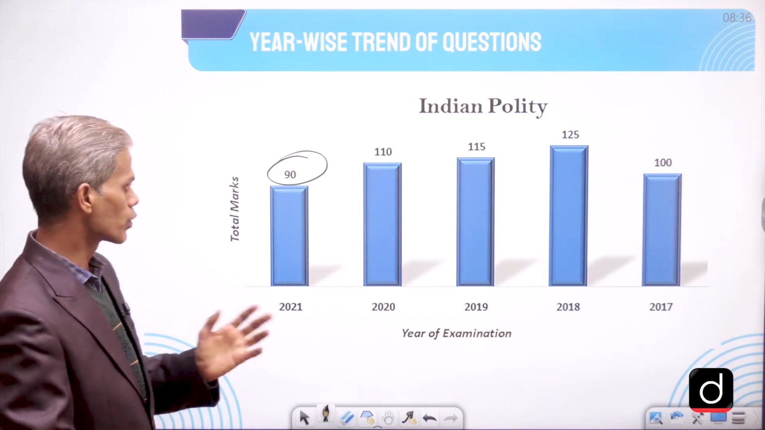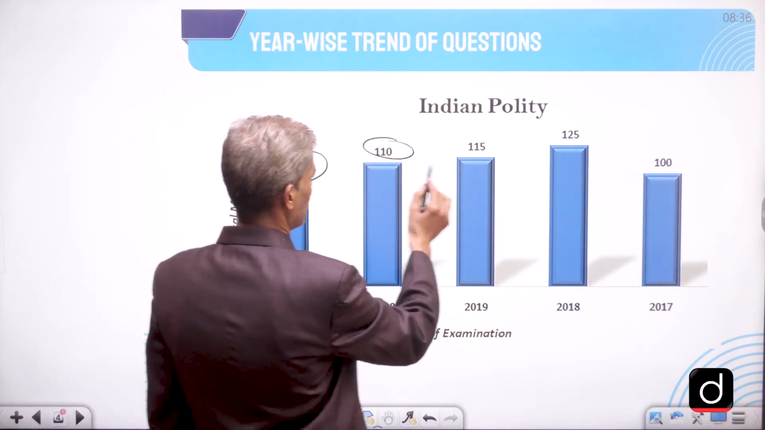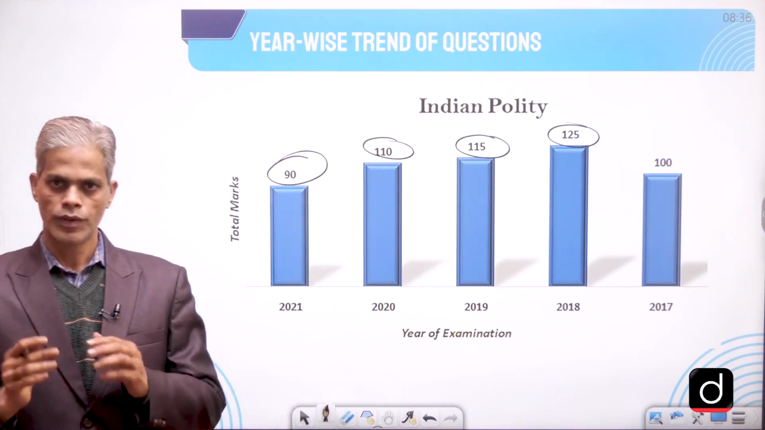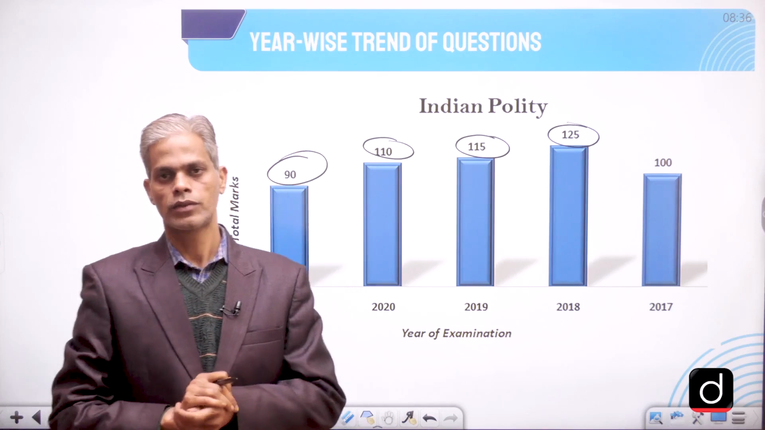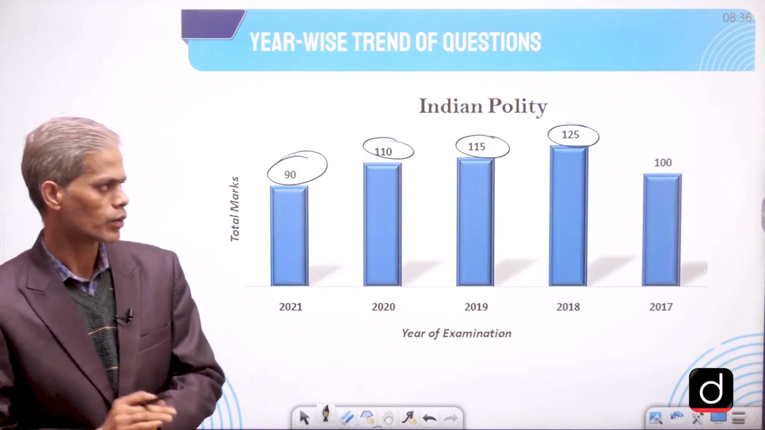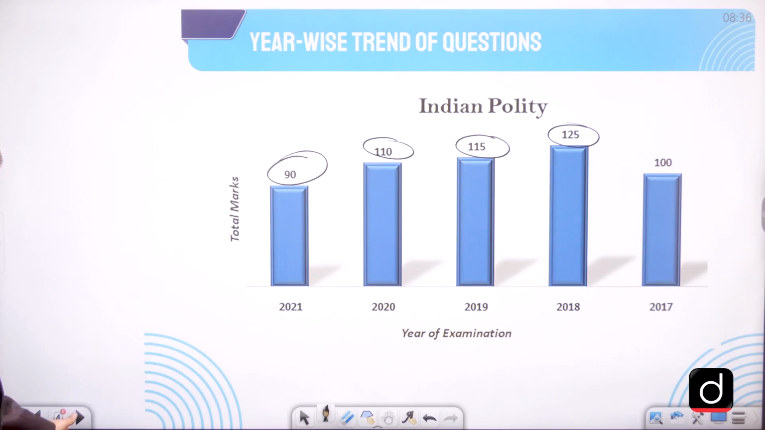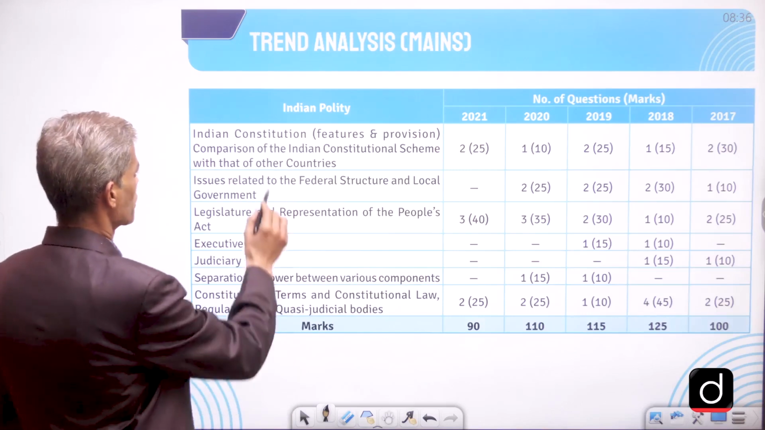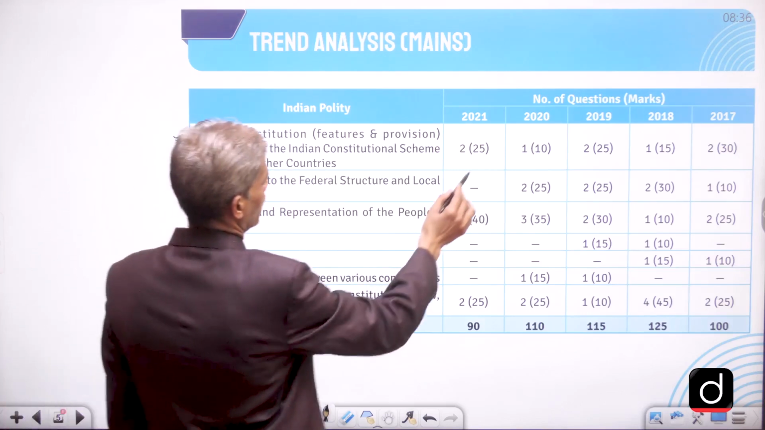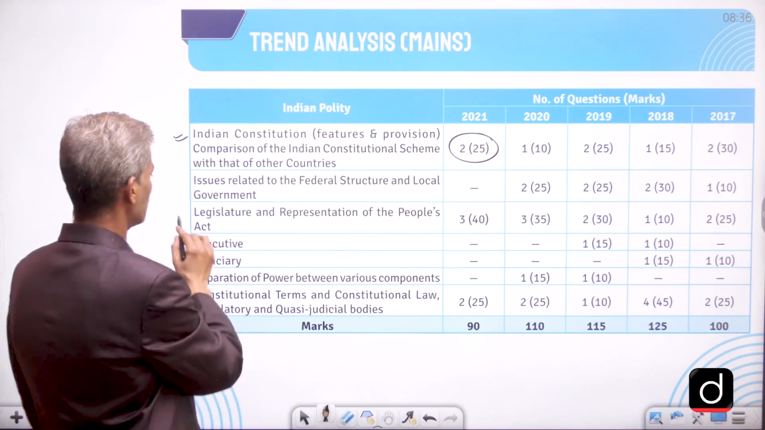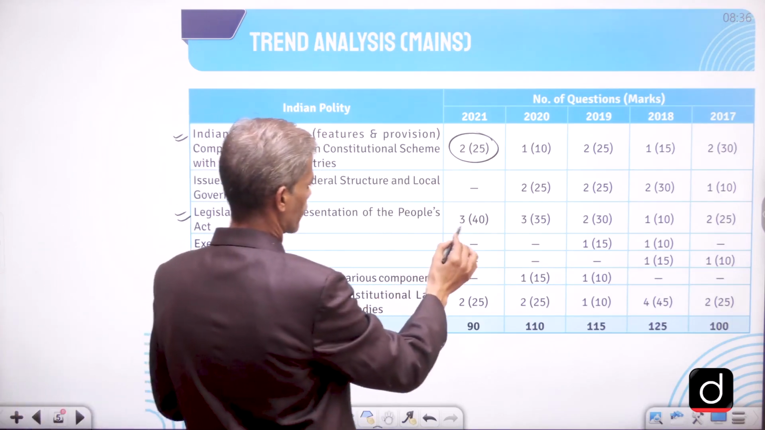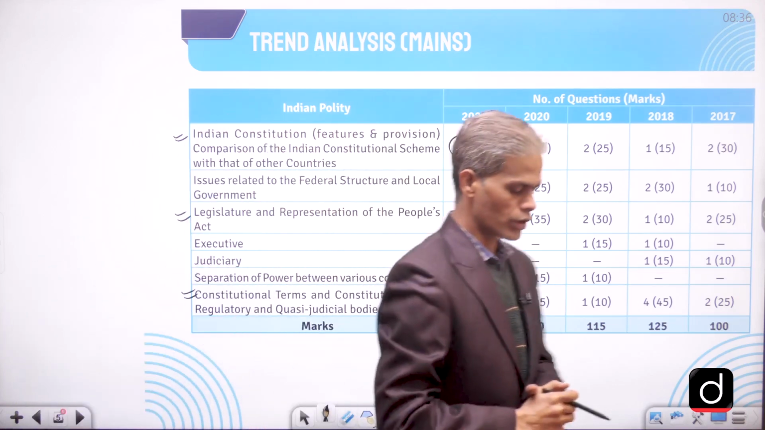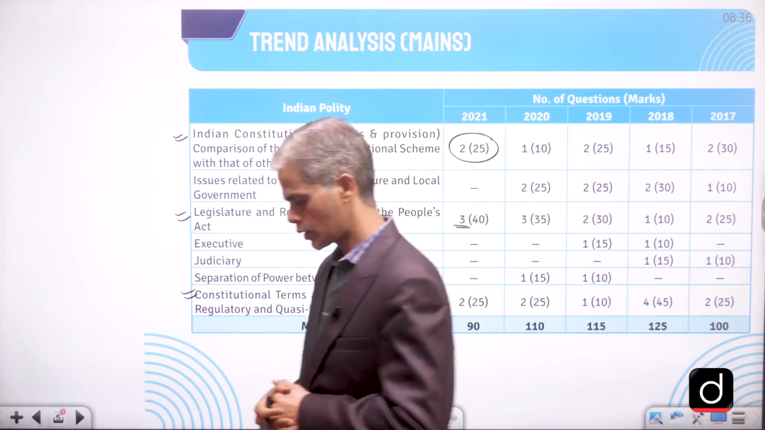Year-wise, if you see, 110 last year, 115 or 125, so almost 45 to 50% of the questions would definitely be from polity and constitution whenever we talk about Paper 2. This year we had questions related to the static part, especially the Constitution and its features and provisions, two questions worth 25 marks, then legislature and RPA, directly or indirectly, three questions, and then constitutional terms and basic constitutional laws, morality, etc.